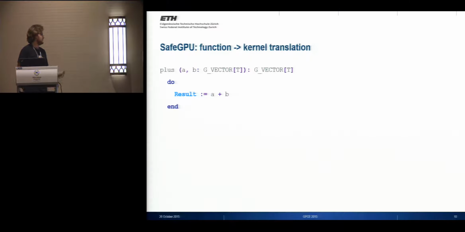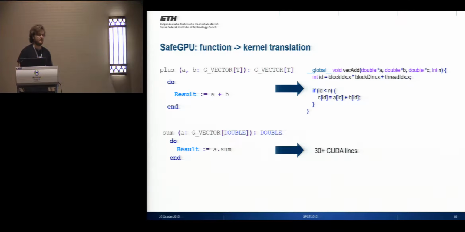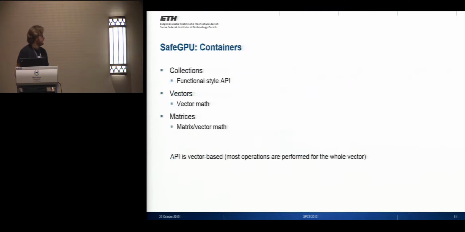It translates code like on the left side, so this is code for vector addition, into code on the right side, which is maybe not so intuitive. And the thing is that code that sums all elements of a vector, for example, which is a pretty simple thing to do in traditional programming languages, turns out to be 30+ lines of CUDA code only for that part, without any setup. So we hide all that complexity, and the programmer only communicates with the left part.